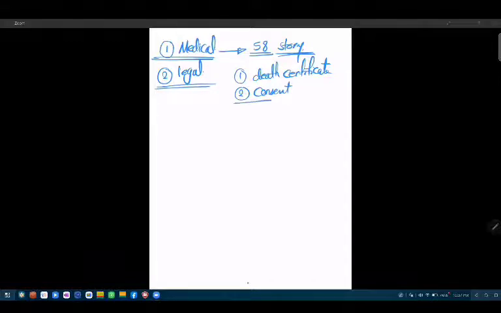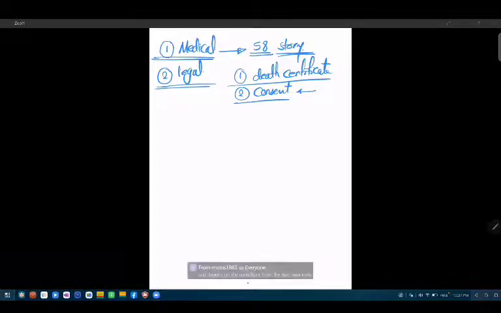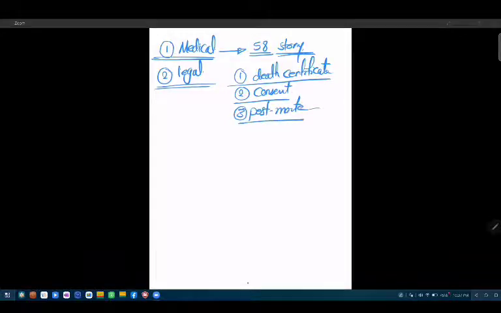Oh, no, no, sir, I'm not sure. I want to learn. You are right. You should have discussed the consent with me, but you did not. Right. So far we have only two legal issues here, which are the death certificate and the consent, and we can add the post-mortem examination being a part of a legal process.